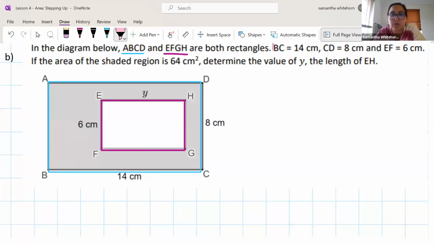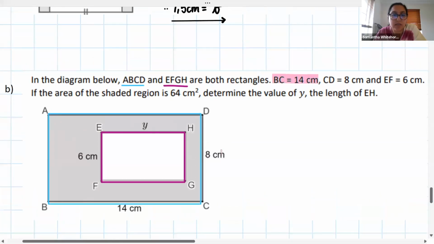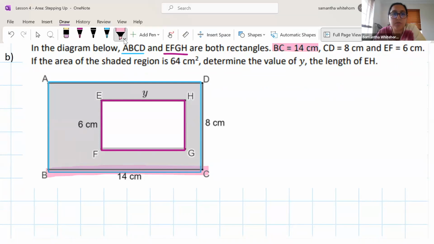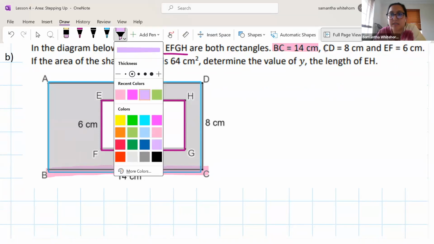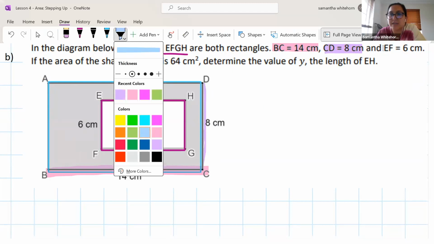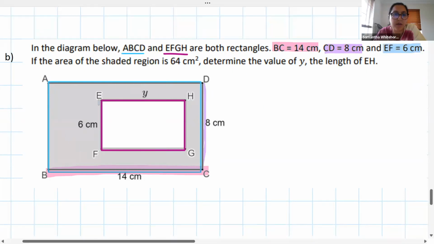We have then been told that BC is equal to 14 centimeters. So this length down at the bottom is 14. We have also been told that CD is equal to 8 centimeters. So this length down the side here. And that EF is equal to 6 centimeters. EF being the smaller rectangle's side length.